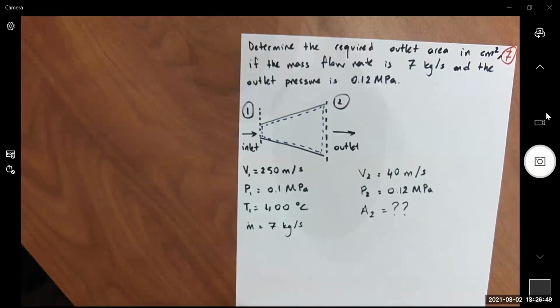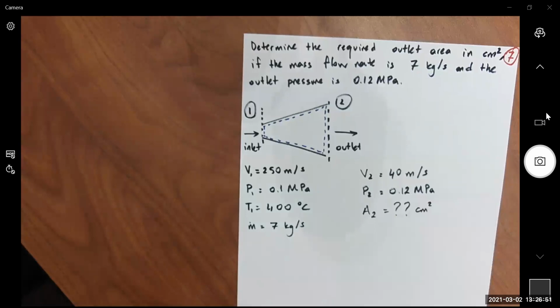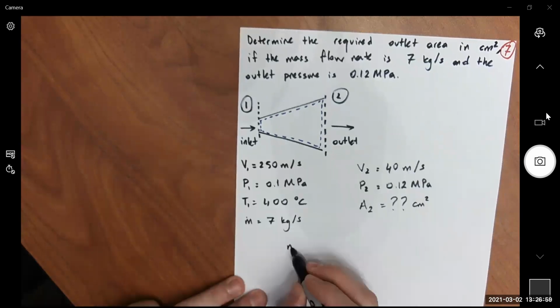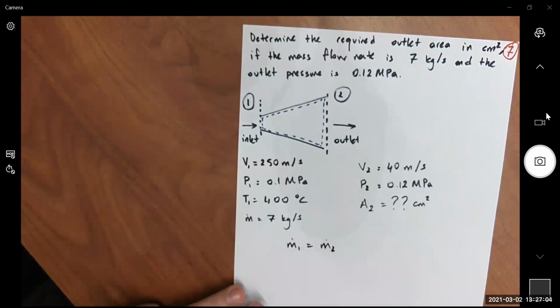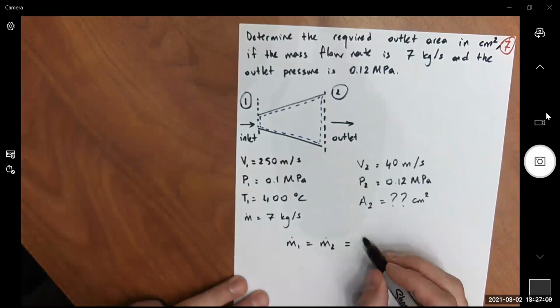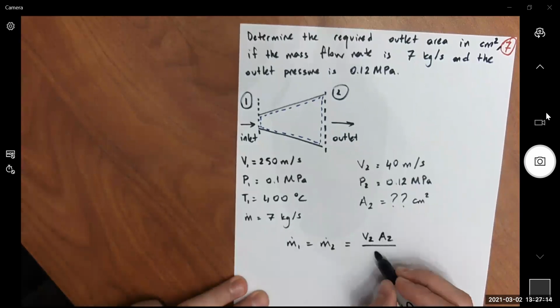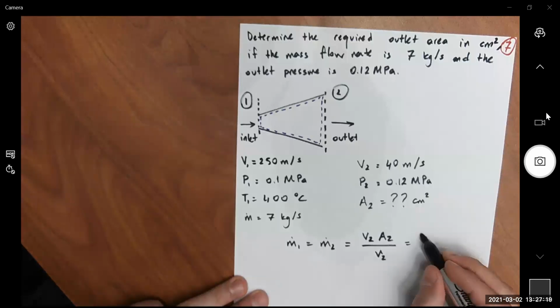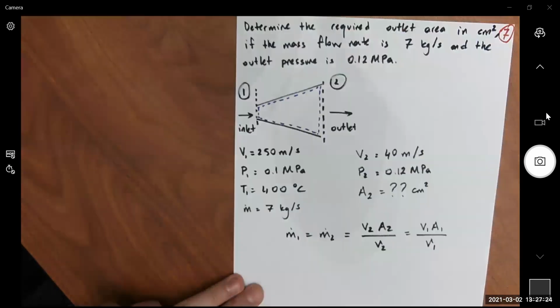I don't know the area. But I know mass flow rate at the inlet must be equal to mass flow rate at the outlet. And I also know my flow rate can be found from velocity, area, and specific volume. And this should be equal to mass flow rate at the inlet.